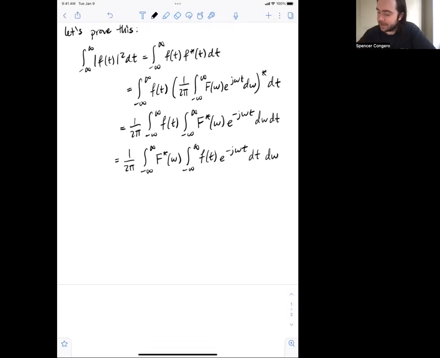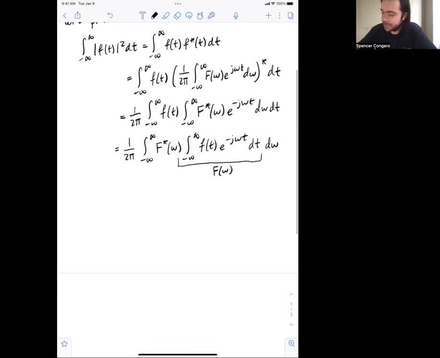And now what is jumping out at us? Well, look at this inner integral. What is that? That's just the Fourier transform of f right there. Exactly the formula. So I'll just plug that in: F conjugate of omega, and now I just have F of omega, d omega.